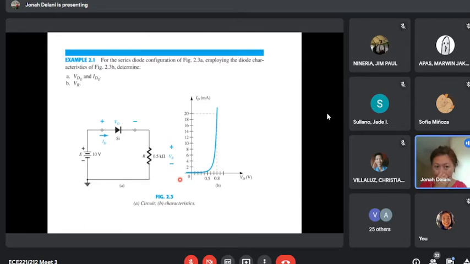Let us look at an example. So, for example 2.1. For the series diode configuration of figure 2.3a, this one, employing the diode characteristics of 2.3b, kaning na sa right. Determine letter A, the voltage across the diode, VDQ, the voltage at Q point. The current through the diode, IDQ, the resistance, the voltage across the resistor, VR. Here, indicate mo siya. This will be VR, this is VD. And they are in series, so the current through the circuit is the same.